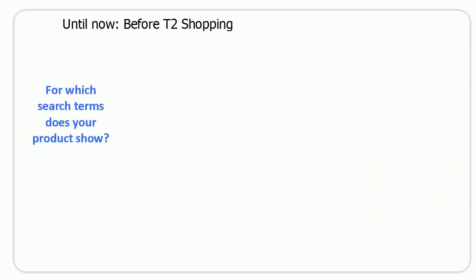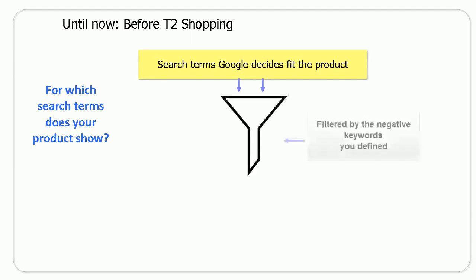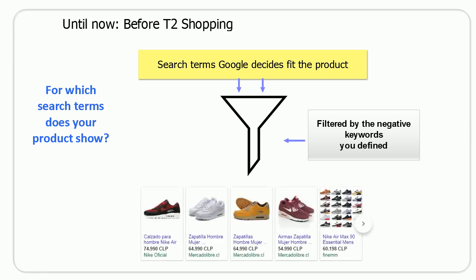Now let's have a look at how Google decides for which search terms your product is shown. So the normal procedure is that Google decides what kinds of search terms fit your product. For example, Nike and sneakers and Air Max. And then it looks at your negative keywords that you define for this ad group, which is, in the best of cases, this ad group would be just for one product, if it's an important product. And then, based on these two factors, your product will be shown or not.